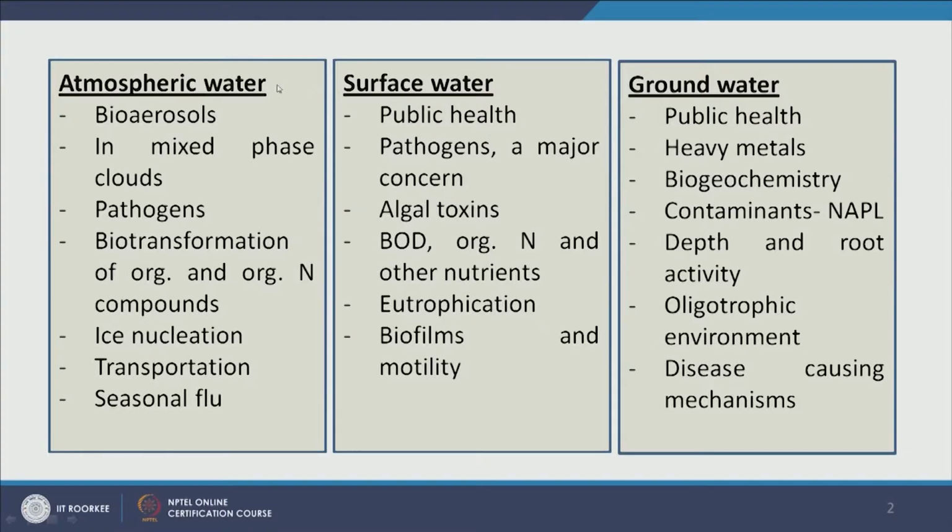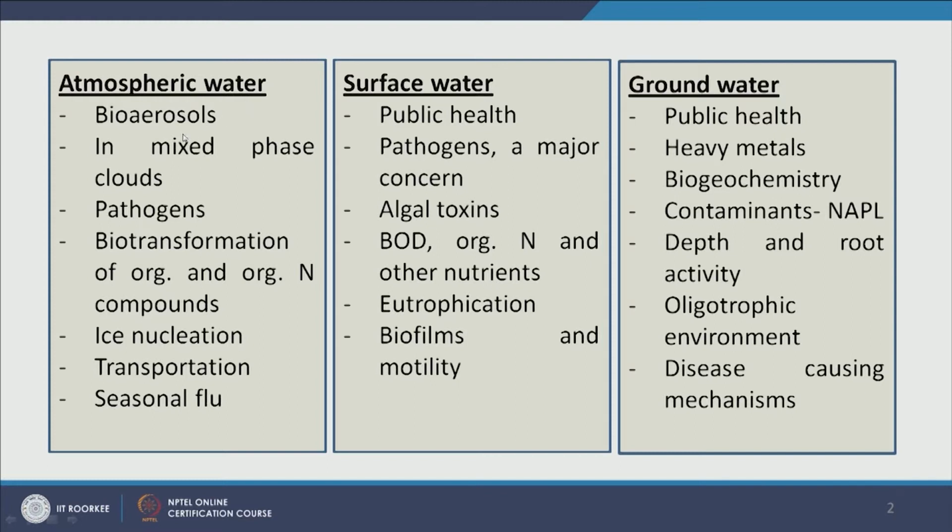Okay, so here we have the three different ecosystems: atmospheric water, surface water and groundwater, which is below the surface water. Let's go through them one by one, and then I will show you some specific pictures and schematics for each of these.